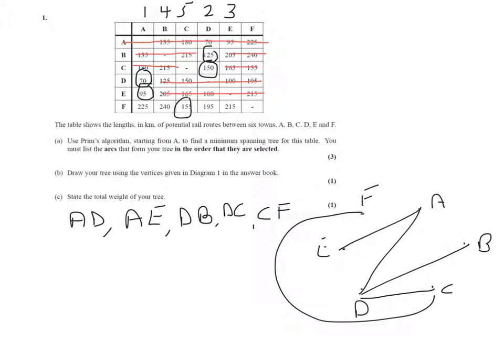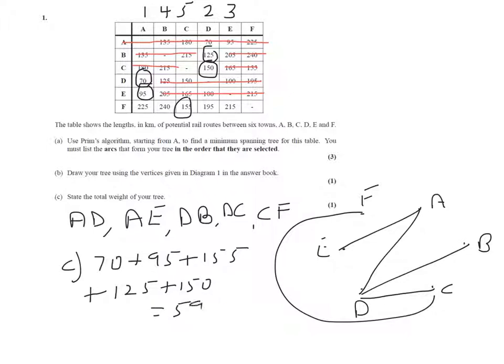Now, what's the weight of the tree? Well, the weight is the numbers I've circled all added up. So 70, 95, 155, 125 and 150. And that makes 595 kilometres. Don't forget the units, just in case the mark scheme is being a bit mean to you.